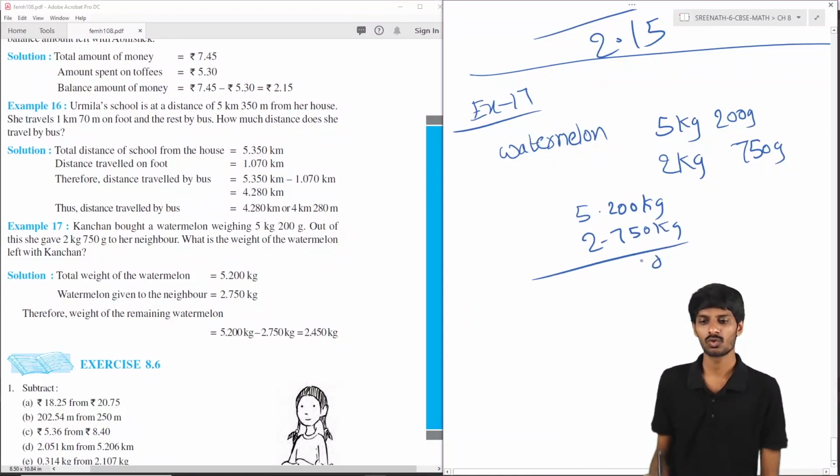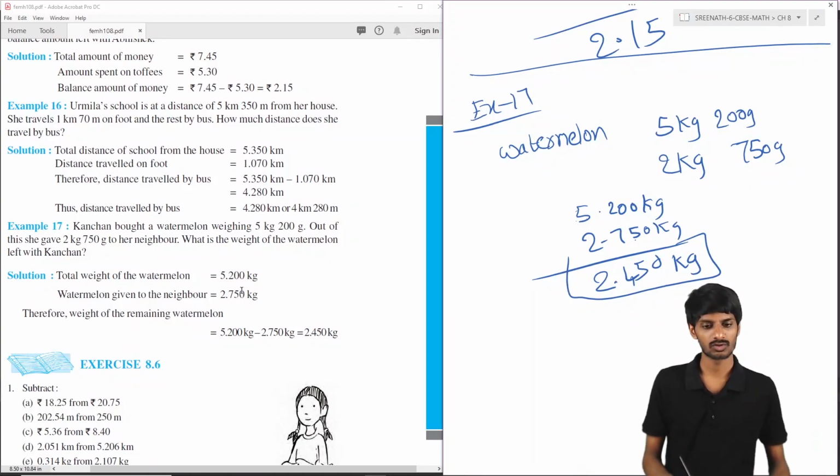Subtract it. Here there is 10. Take 1, borrow. 10 minus 5, 5. Take 1, borrow. 11 minus 7, 4. We have 1 has gone. So 4 minus 2, that is 2. 2.450 kgs left. This is the procedure we have to do, students.